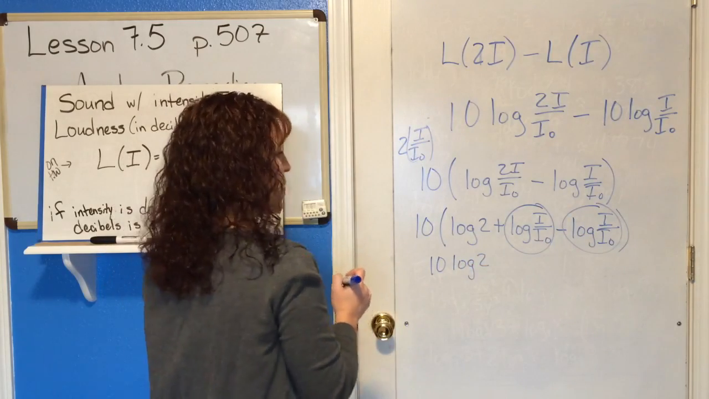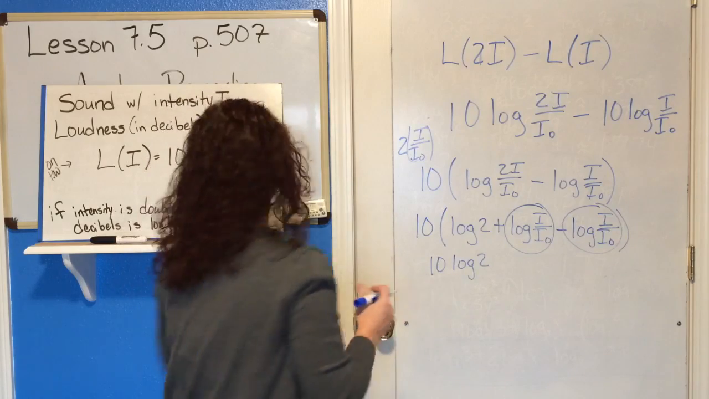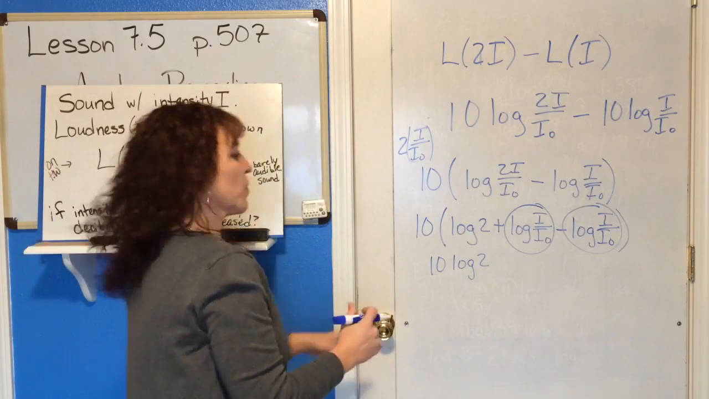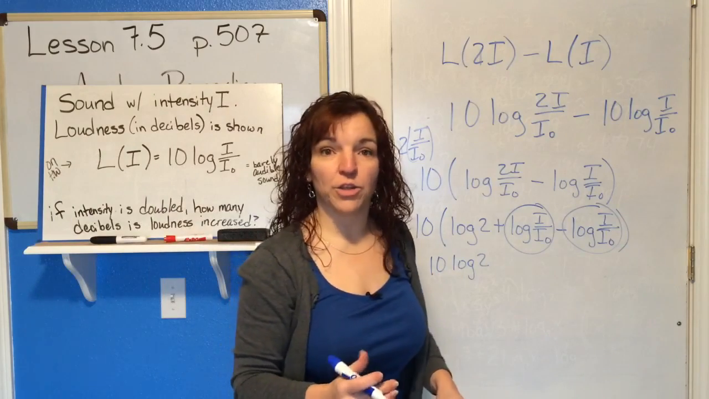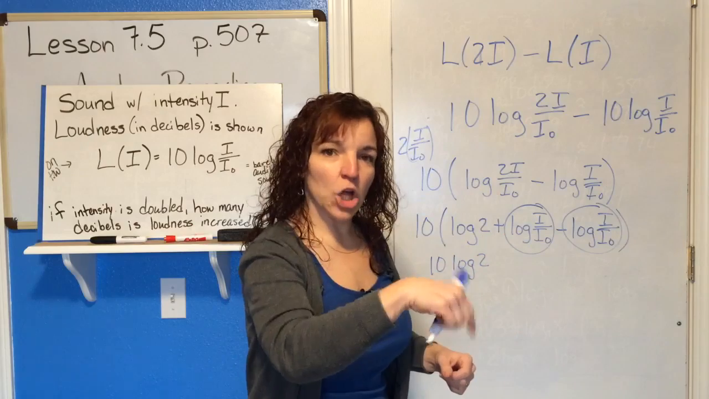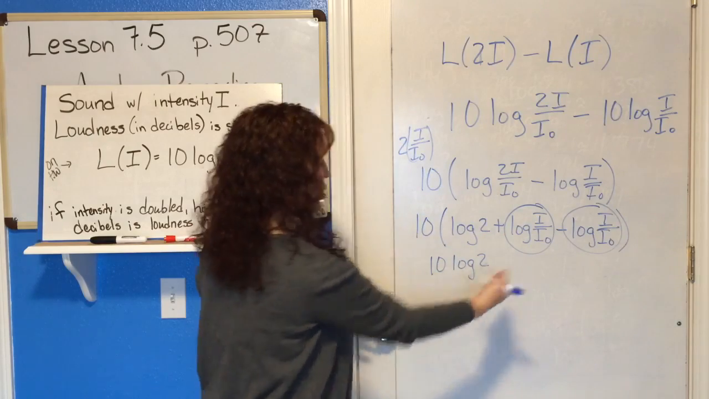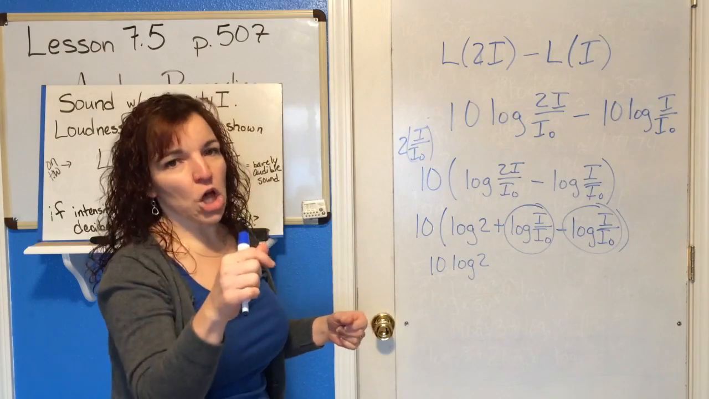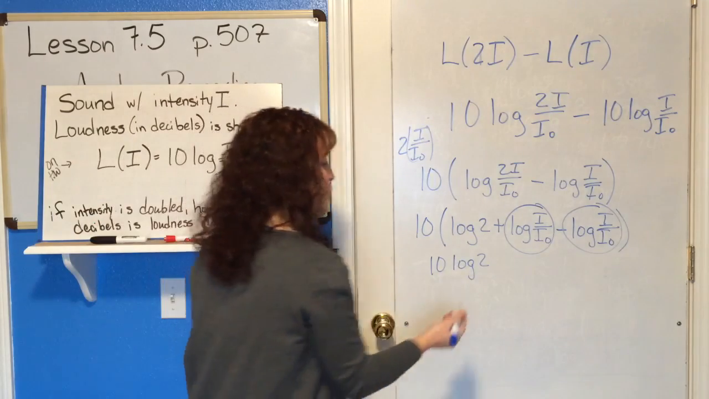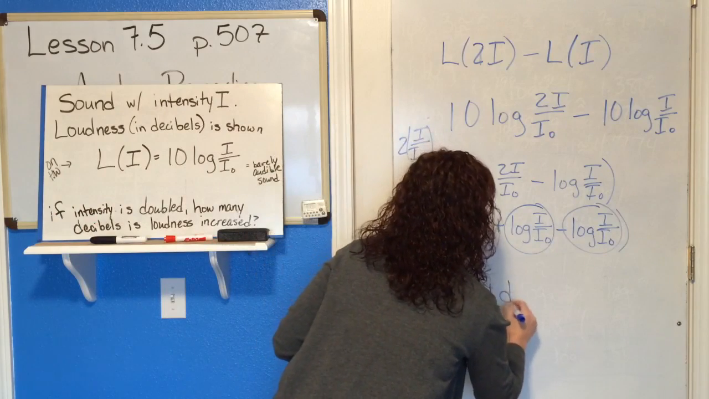So 10 log 2, I put that into my calculator. You could just plug it in. If you're using your device calculator, it's going to be 2, and then log and get your answer and take that times 10. If you're using a scientific calculator, you just type it in just like that. 10 times log of 2 equals, and it should equal 3.01. And so your answer is 3.01 decibels.